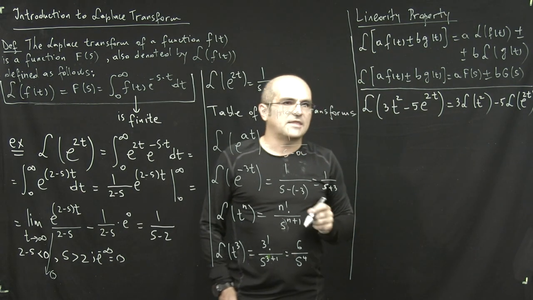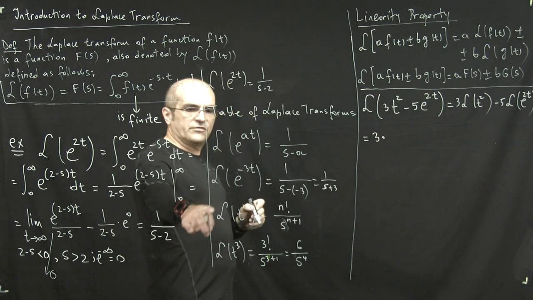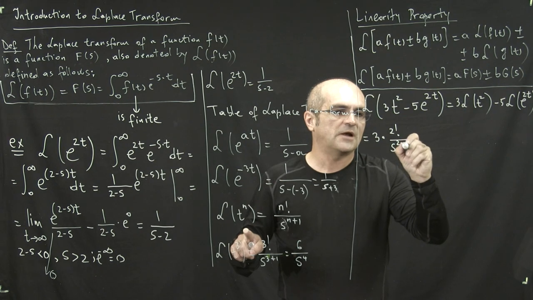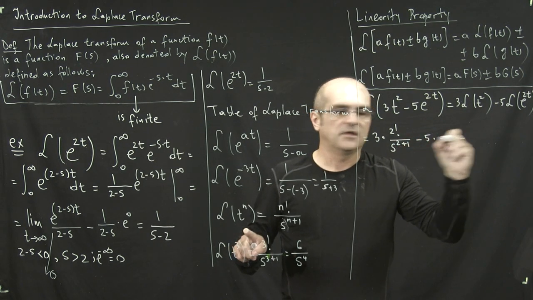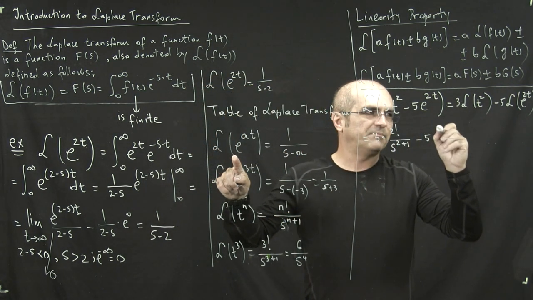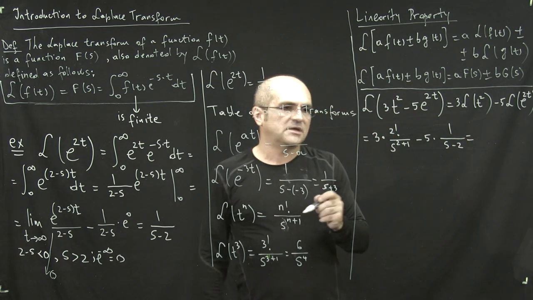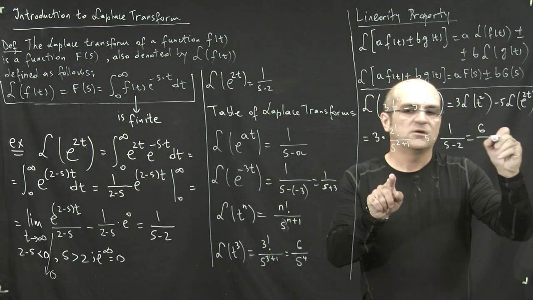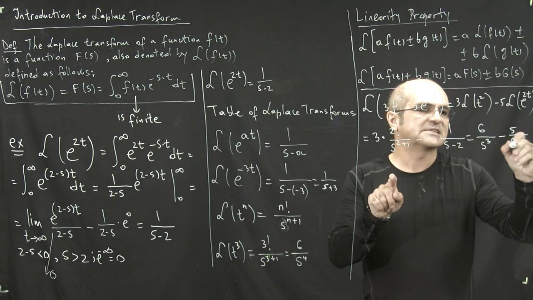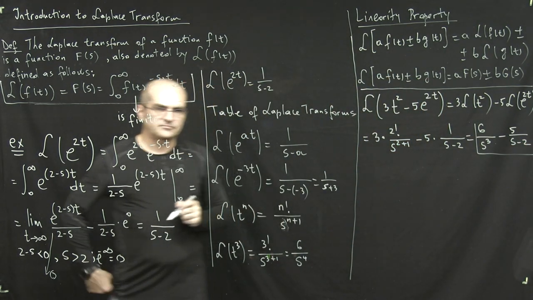So I could break it down like that, and then apply the formula for each of these entries. L of t squared, that's 2 factorial over s to the power 2 plus 1, minus 5 L of e to the 2t, look at the formula here, and that's going to be 1 over s minus 2. And then we can clean up a little bit the expressions here, so that's going to be 6 over s to the 3 minus 5 over s minus 2. And that'll be the Laplace transform of this function.